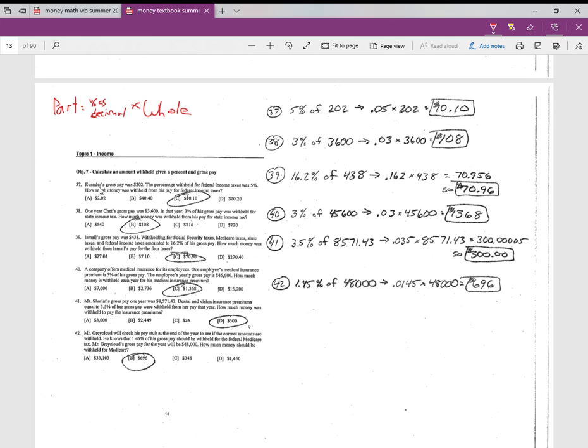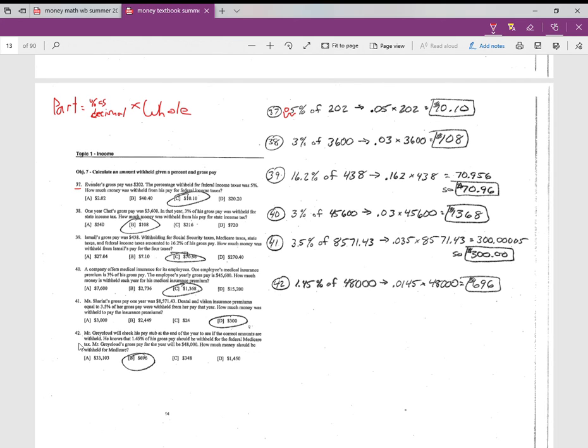Number 37 says his gross pay was $202. The percentage withheld for federal income tax is 5%. How much money is withheld? So they're withholding 5% of $202. To go from a percent to a decimal, you move the decimal 2 to the left. If there's no decimal in it, you start at the end. So 1, 2. There's one open spot here, so we have to put a 0 in there. So that's why it's 0.05 times $202 gives you $10.10. Okay.